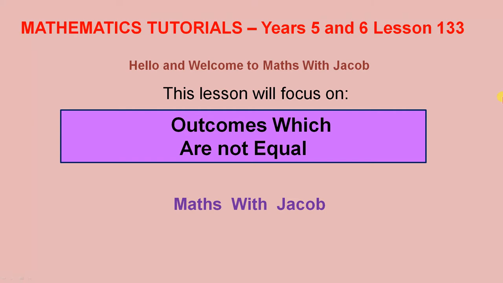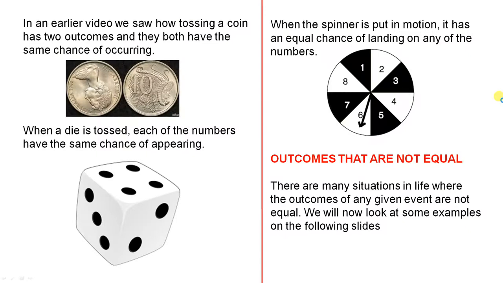This lesson will focus on outcomes which are not equal. In an earlier video, we saw how tossing a coin has two outcomes and they both have the same chance of occurring. So tossing a head, one chance in two; tossing a tail, one chance in two.